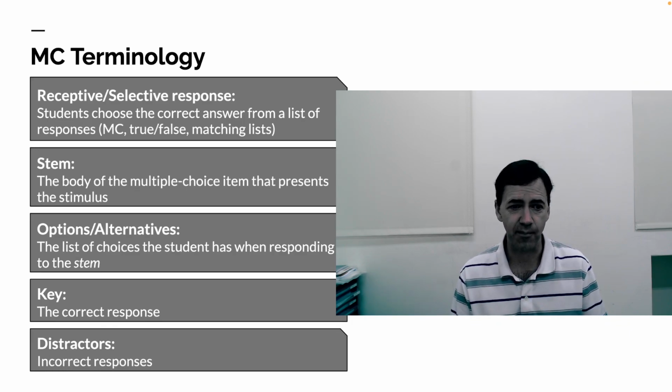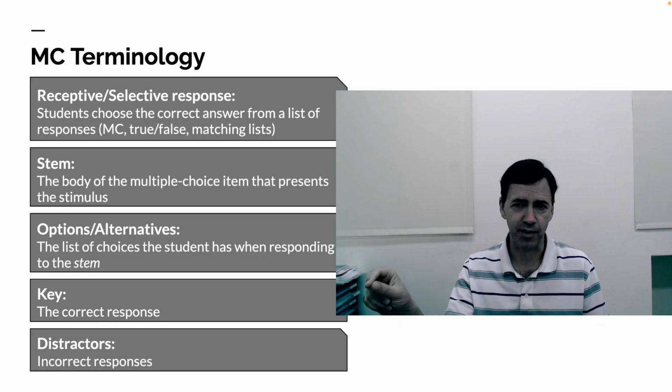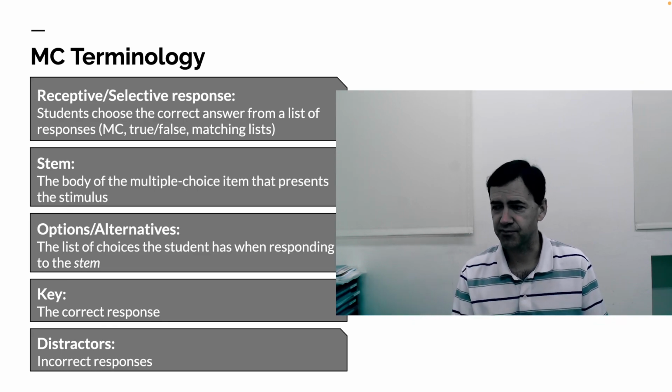The first is the stem. The stem is the body of the multiple choice item that presents the stimulus. I'll show you an example on the next slide. The second one is options or alternatives. So this is the list of choices that the student has when they respond to the stem. So the stem is your question. The options are A, blah, blah, blah, B, blah, blah, blah, C, blah, blah, blah, and so on.